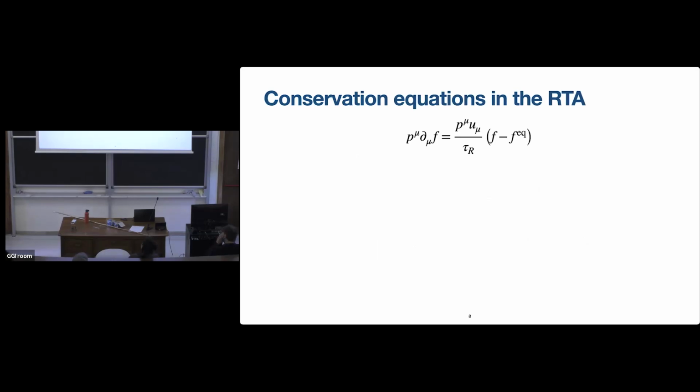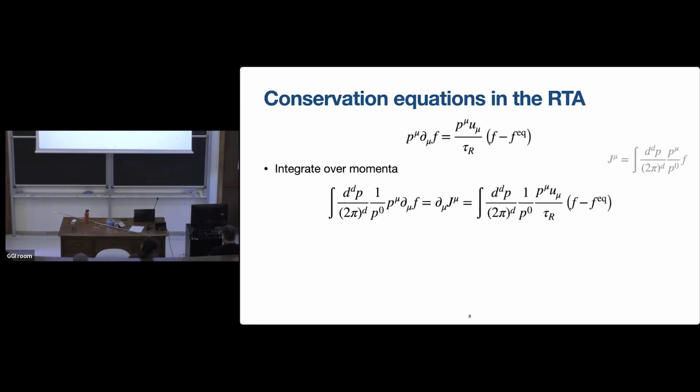Good. One more ingredient: we better have that our system actually satisfies some conservation equations. I'll write this in the absence of external fields, but the story generalizes the same way when you include external fields. If we integrate the Boltzmann equation over momenta, remembering that the current is given like this, you can just pull this derivative out. This will just be nothing but the divergence of your current. That's the left-hand side, and the right-hand side is this piece here.